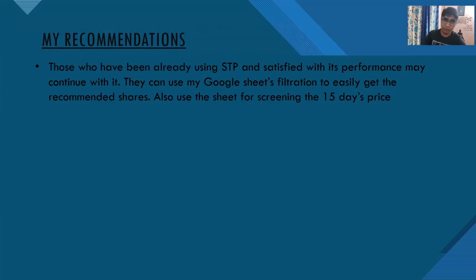You're using it, you're comfortable with it. As I said, none of the strategies are bad. Both strategies are great, so continue with it. So what you can make use of is, in my Google Sheet, you can use the filtration method to filter out those top 20 stocks so that you can continue using STP in those stocks. And the second thing you can use from the Google Sheet is that screener, so that you can just know the 15-day price, that is the STP price for the selected stocks.